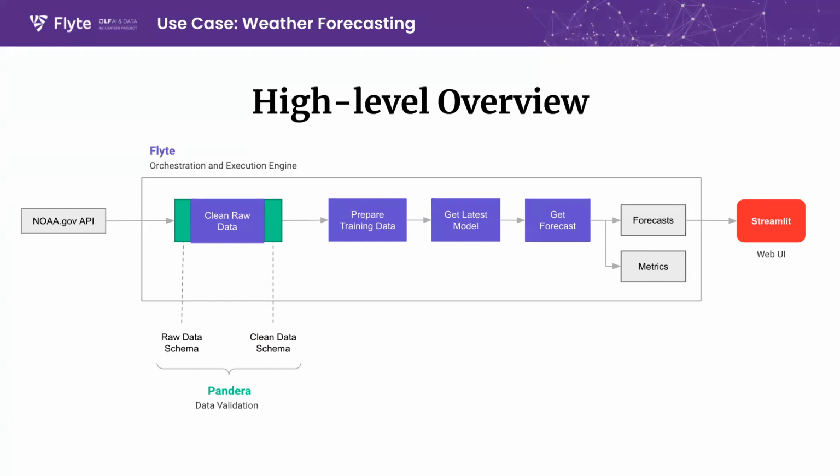These are meant to ensure that the data coming in from the external source, in this case the NOAA.gov API, is in the expected format. And once we've cleaned and parsed the data, it comes out in the expected format that we need for training. After we prepare the data, we update the model to the latest available time step, get the forecast, and then our Streamlit web UI will read that output to display it to us.